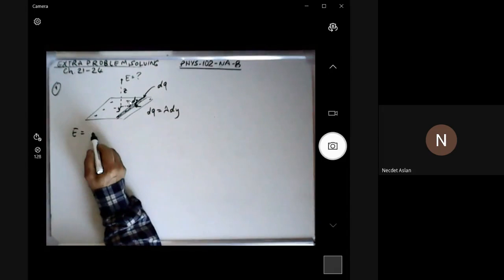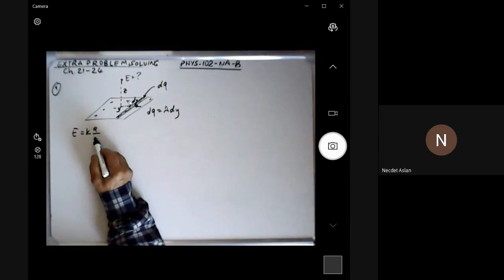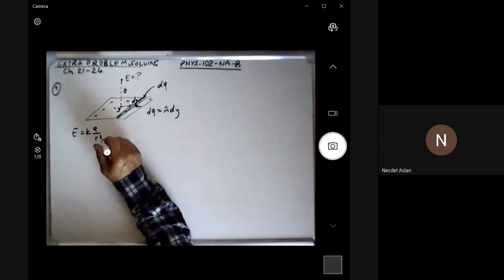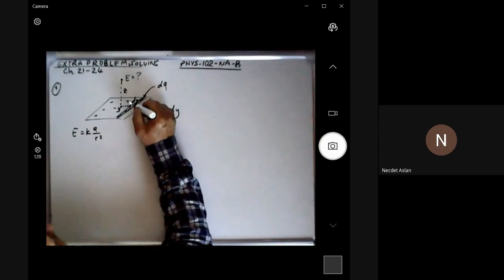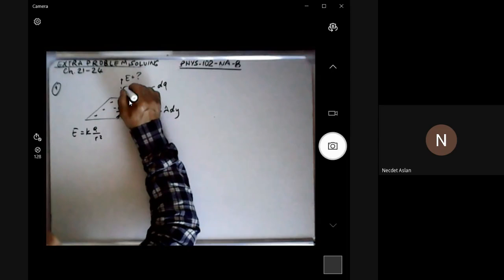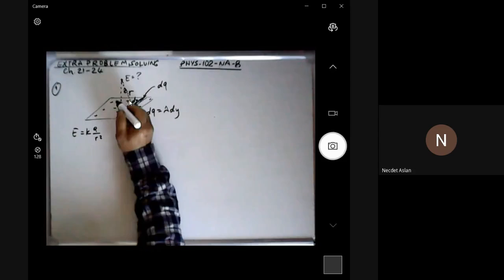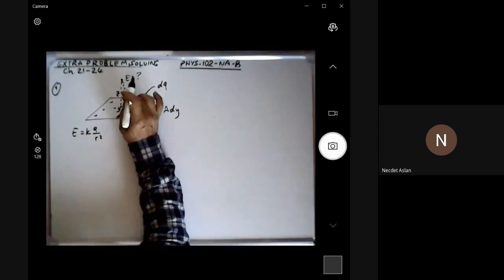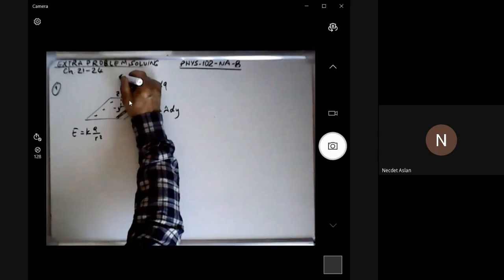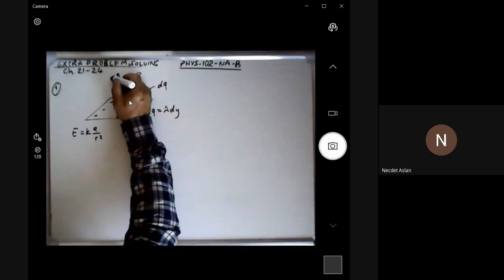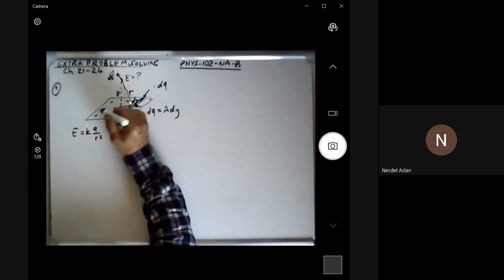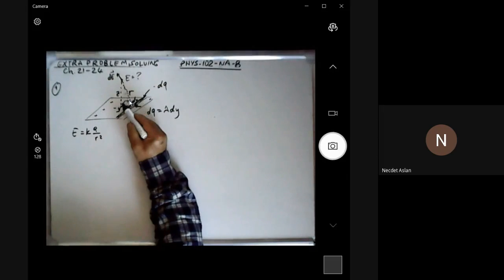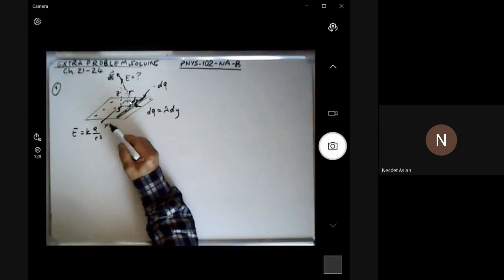So electric field will be given as k times q over r squared. Don't forget, now we have to specify what r is, what kind of q we have, and so on. So as you see, this stripe has a distance r, where the height is z, and the electric field direction due to this dq is going to be this way, dE.